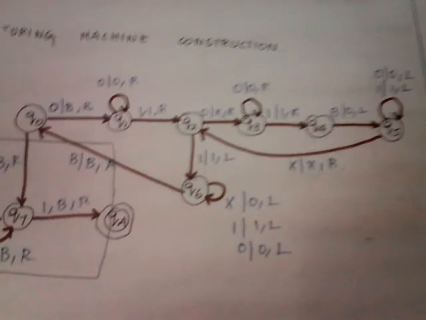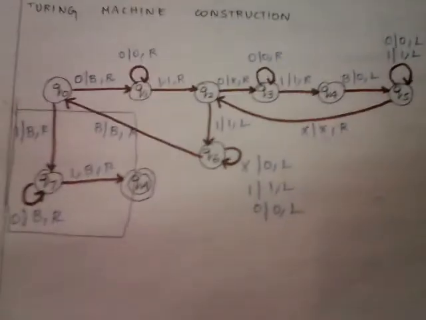This is our final Turing machine construction. From this we construct the transition table. This is our transition table for multiplication for 0, 1, x, and b. We have a total of 7 states, but including the accept state we have 8 states. So we have to write the transitions according to our Turing machine construction. Finally, we consider the sample execution.